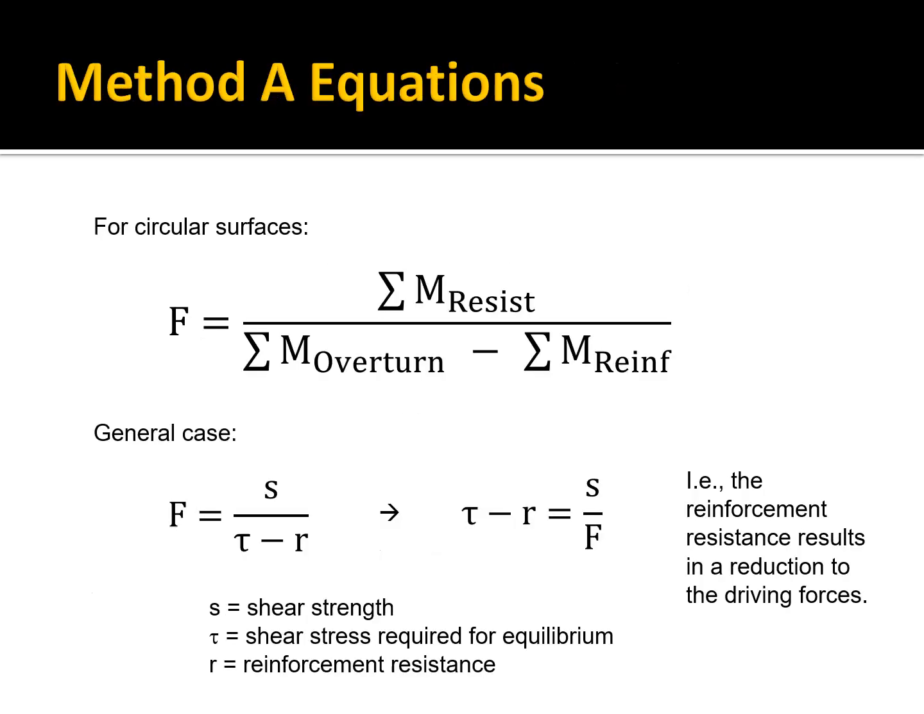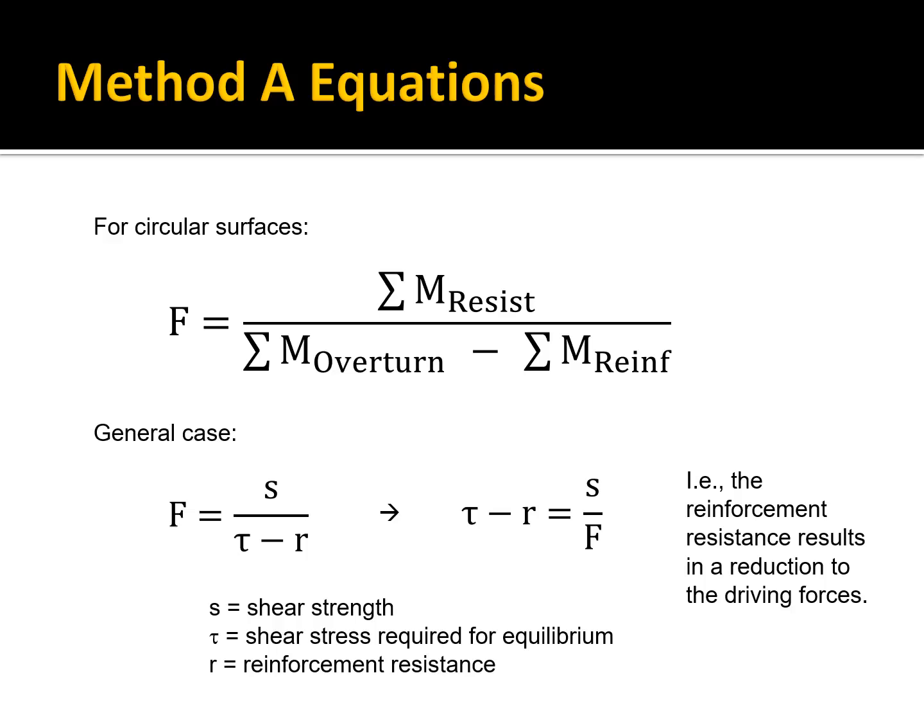So with the method A equations, it works like this. The factor of safety is equal to the moments resisting failure, so that would be the shear strength of the soil, divided by the overturning moment minus the moment caused by the reinforcement. So you're basically reducing the driving force. And so the factor of safety then is S divided by tau minus R.